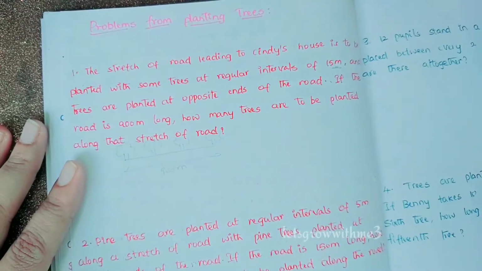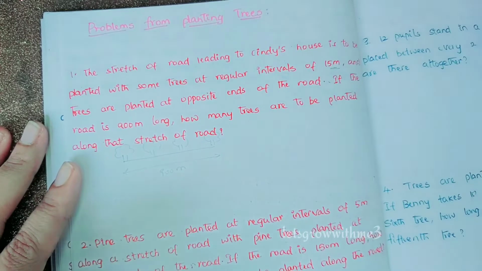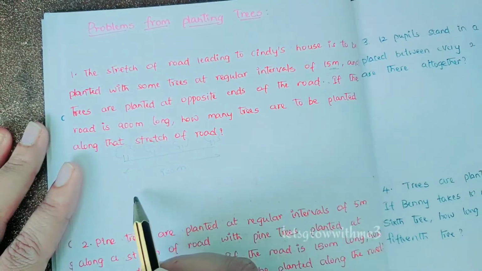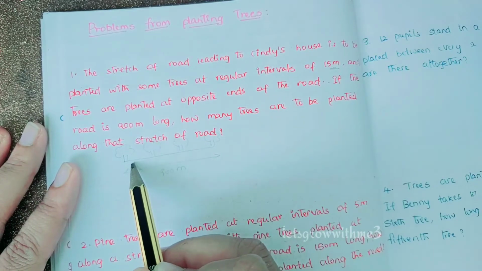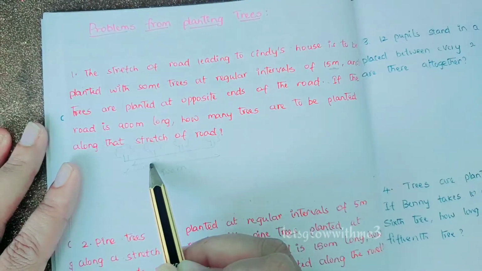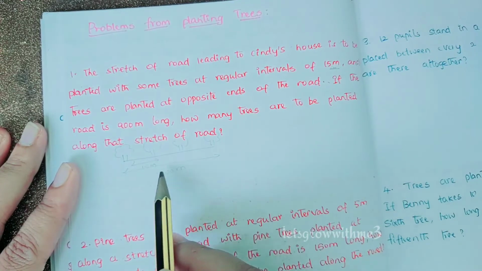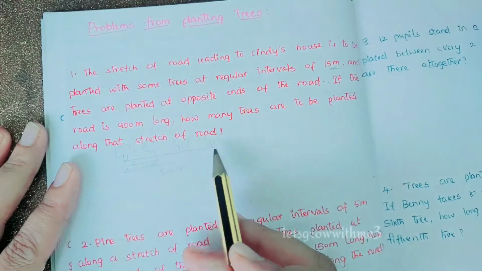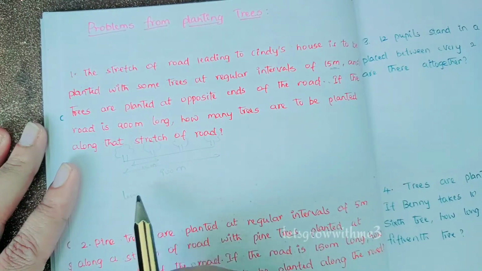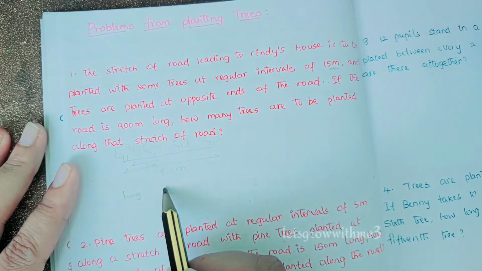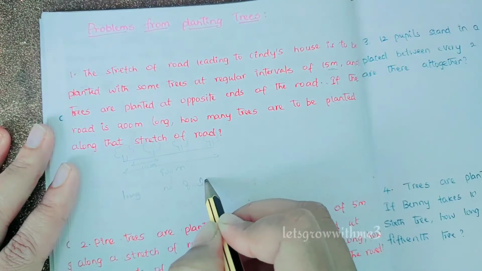The number of trees depends upon the number of intervals. So let's find out the number of intervals first, then we can find the number of trees. Number of intervals is equal to the length of the road divided by the size of each interval. Once we get the total number of intervals, it reflects our case 1 scenario, so the number of trees is equal to the number of intervals plus 1.